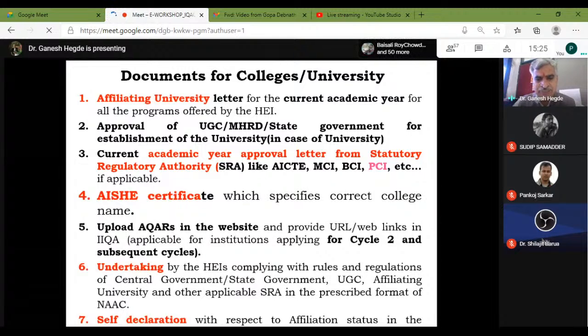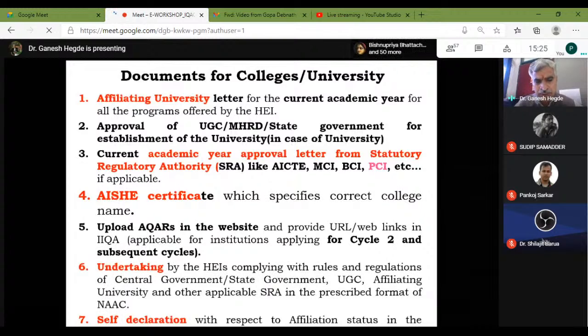While giving the undertaking, you should follow the rules and regulations of the state government or the central government, and of all the statutory regulatory authorities. You have to fill up the formalities. And there is a self-declaration. What is a self-declaration? A self-declaration will be by the principal stating what all the programs are run by the college, which is a permanent and which is a temporary affiliation, and what is the duration.